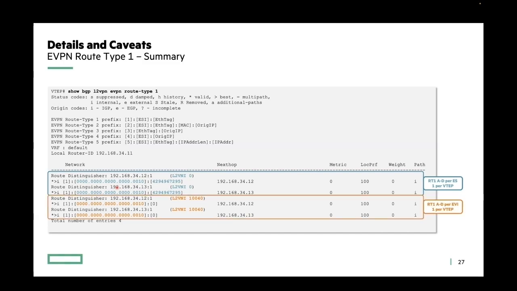On the other side, we also have the RT1 AD per EVI, so one per VTEP. In that case, we only have one EVI associated to the Ethernet segment. In case we would have multiple EVIs, we would have multiple entries per remote VTEP, so per multi-homing VTEP.